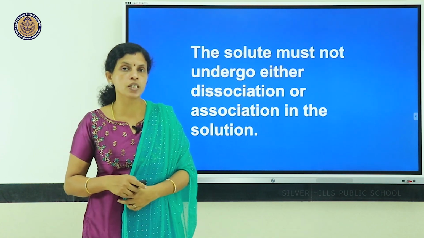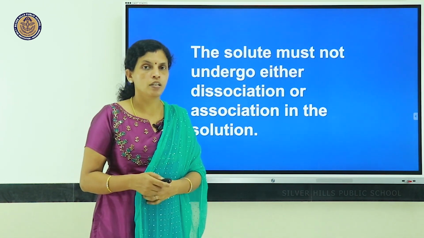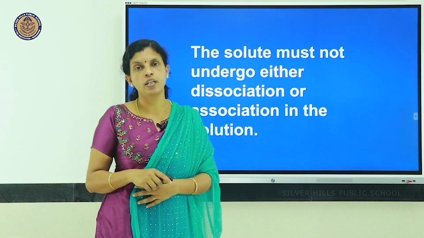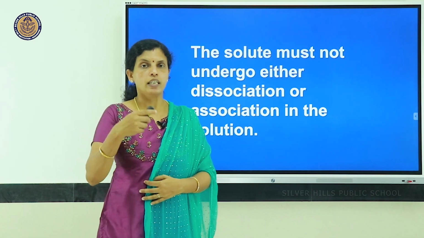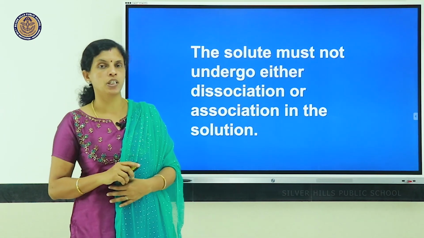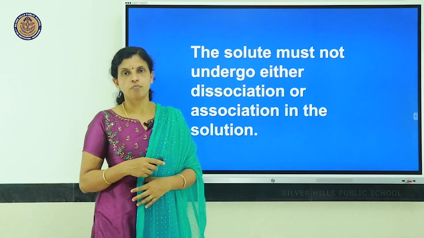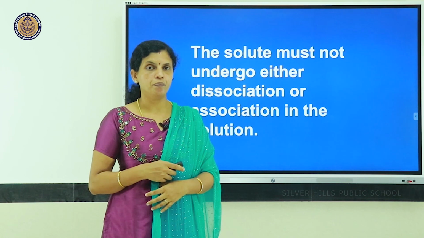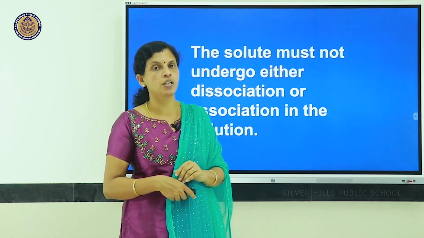What is meant by dissociation? For example, sodium chloride solution. We know that sodium chloride will be in the form of Na plus and Cl minus. So it gets dissociated into positively charged ions and negatively charged ions. Similarly, if we consider an acid solution, it will be in the form of dimer. So what is happening during dissociation or association?